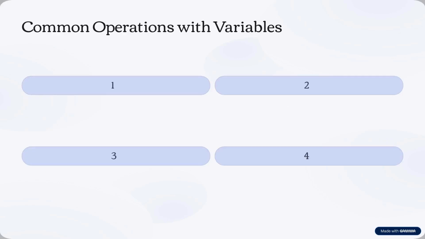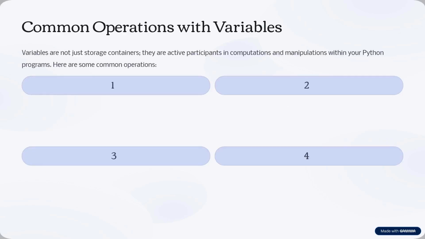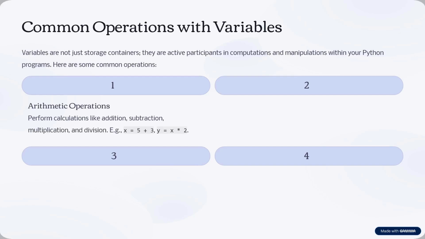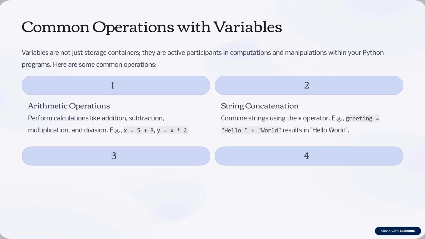Now let's see common operations with variables. Variables are not just storage containers, they are active participants in computations and manipulations within your Python programs. Here are some common operations. For example, arithmetic operations like division, subtraction, addition, or multiplication: x = 5 + 3, y = x * 2. And we have string concatenation. Combine strings using the plus operator. For example, greeting = hello + world, which results in hello world when printed out.